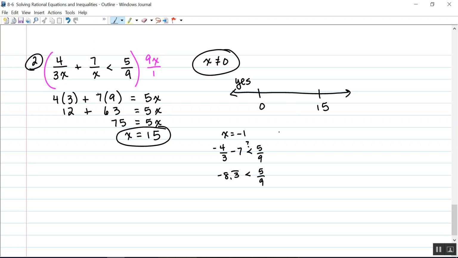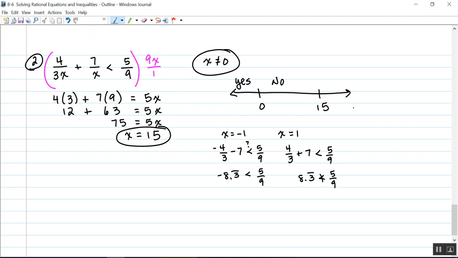In the region in between here, I chose x equals 1. That's going to give me 4/3 plus 7. Is that less than 5/9? No, that gives me about 8.3, and that is not less than 5/9 because 5/9 is less than 1. So that region is a no.